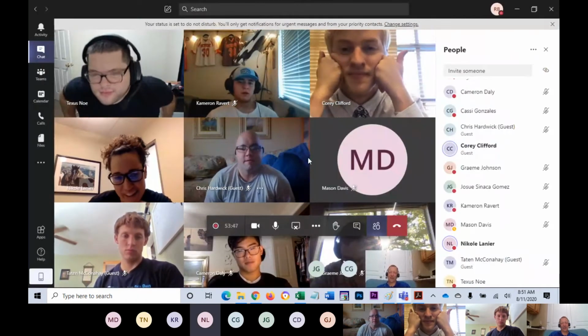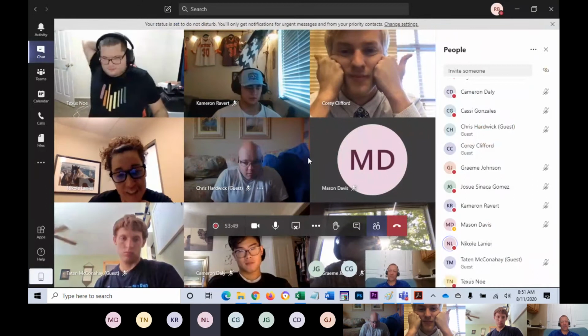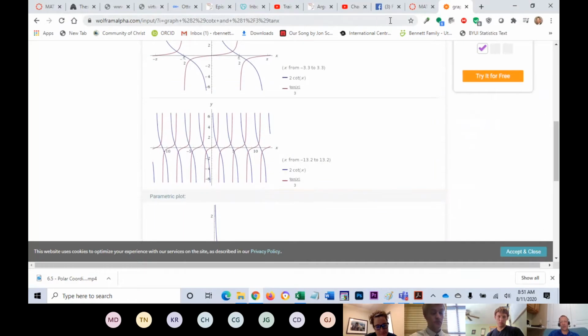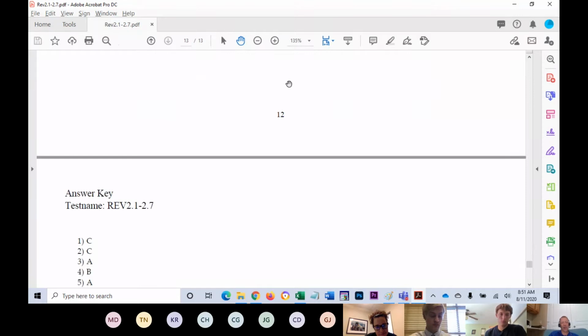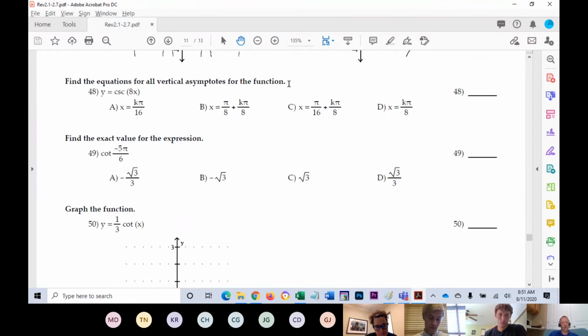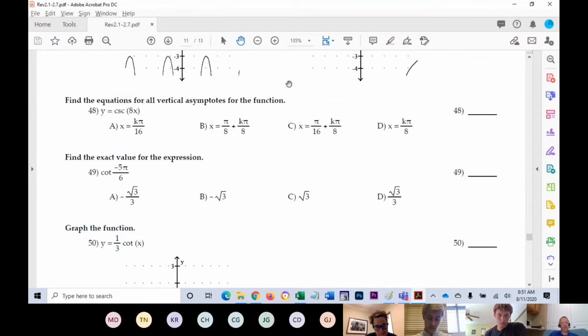Go ahead, Nicole. Number 48, to go along with asymptotes. Number 48: find the equations for all vertical asymptotes for the function. Okay, that's a good one. So the cosecant is what? What's the reciprocal function? Sine.